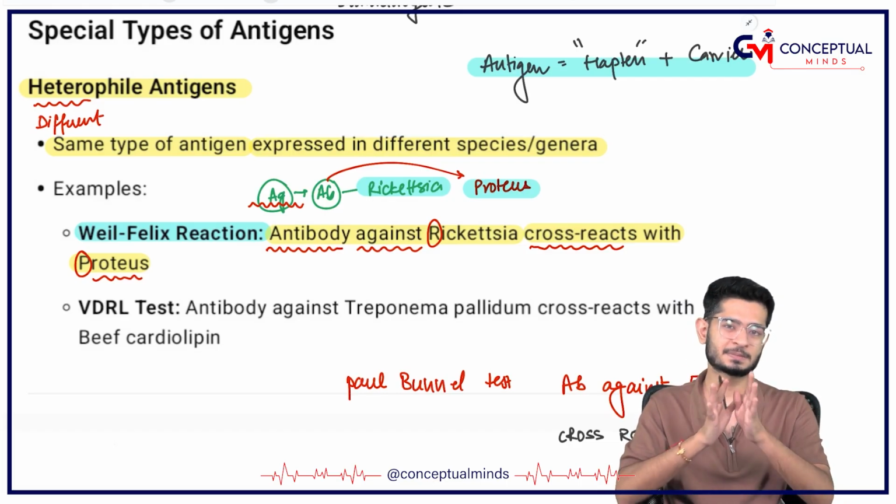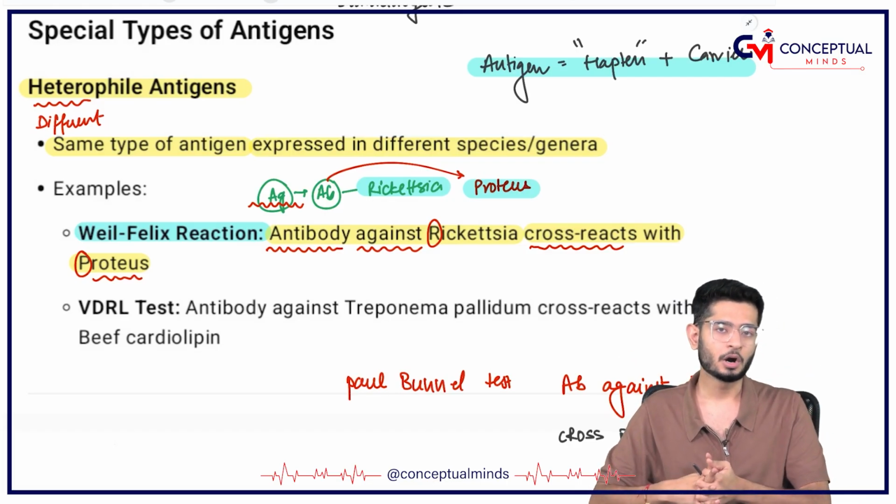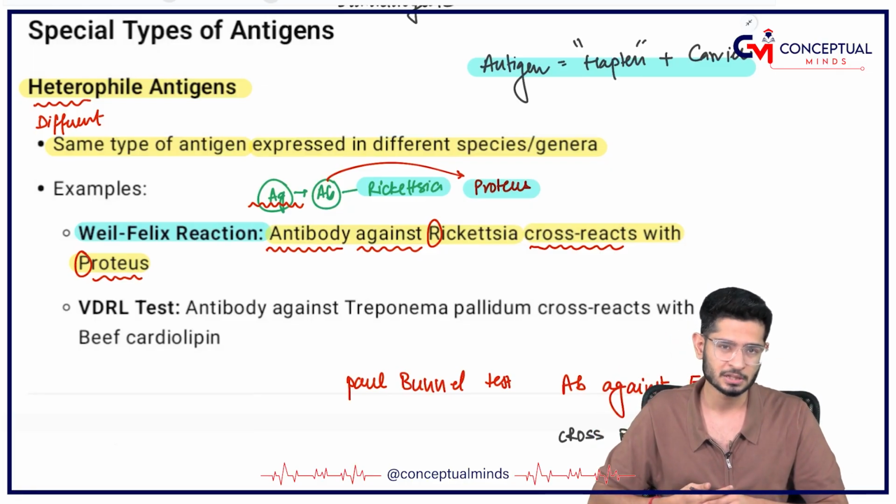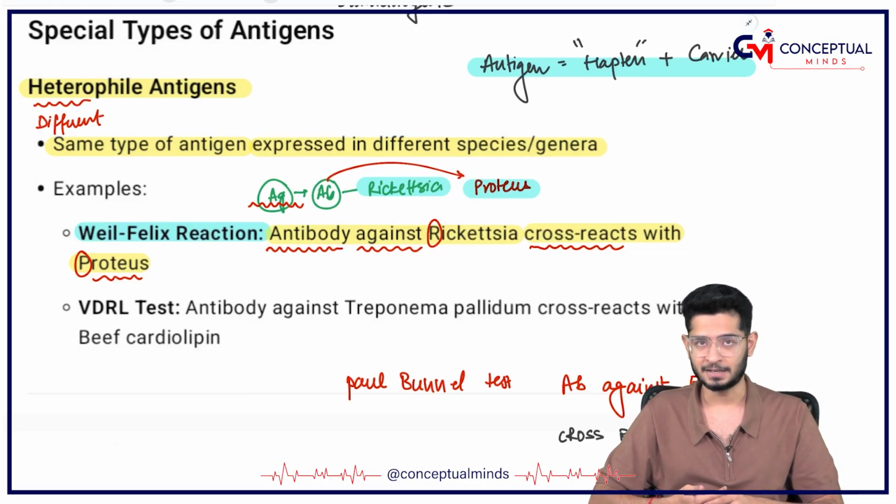So one antigen expressing in two different genera, and performing antibodies which can cross react with each other, is called as what? It is called as heterophile antigen.